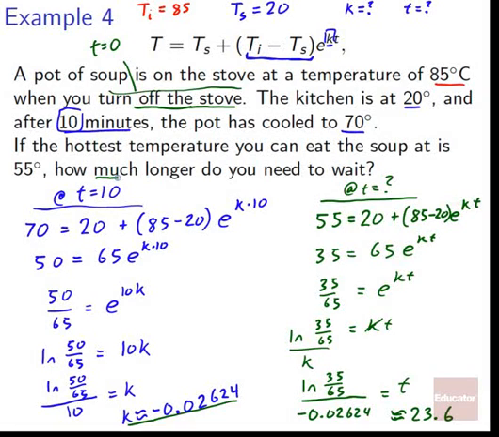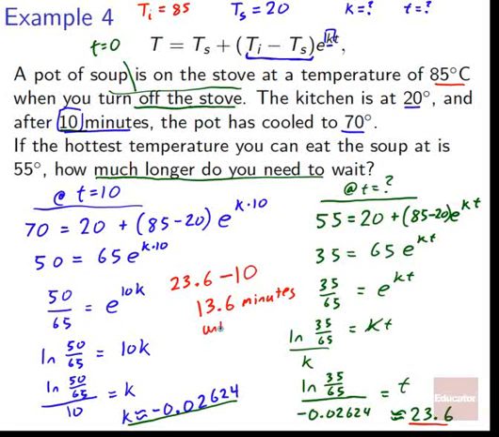However, we were asked how much longer we have to wait. So we've already waited 10 minutes, right? Because at 10 minutes, we were told 70 degrees. So how much longer do we need to wait? We need to wait 23.6, what we got here, minus the 10 minutes that we've already waited. So 13.6 minutes until the soup is cool enough to eat it. And there's our answer.